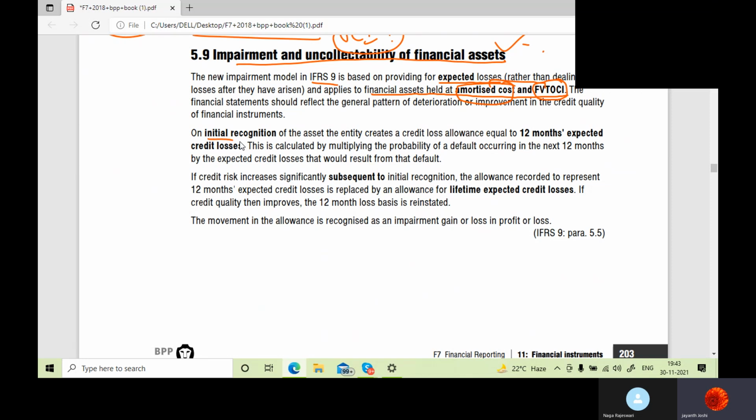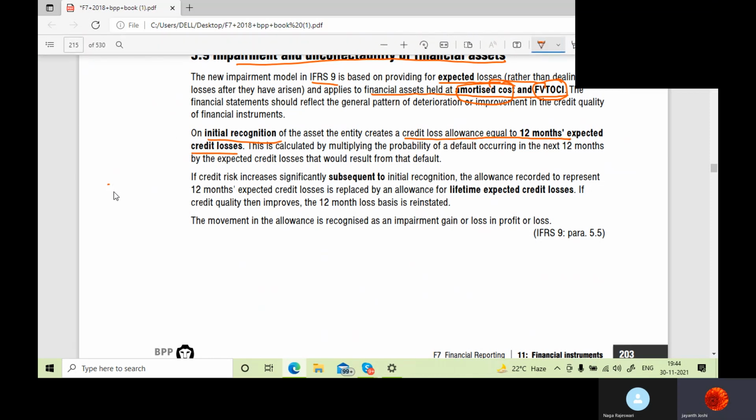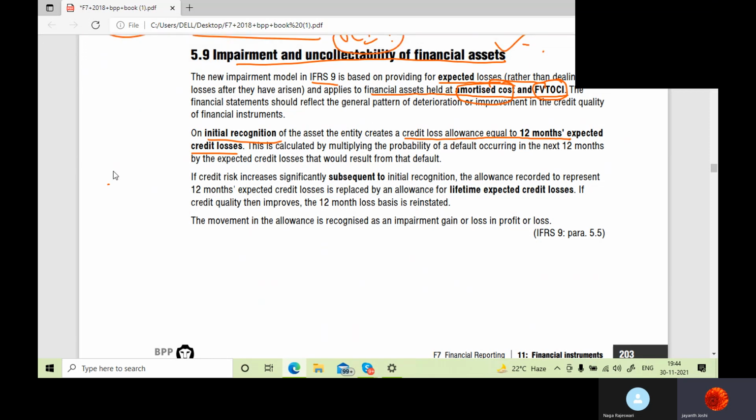So on initial recognition of an asset, the entity creates a credit loss allowance equal to 12 months expected credit losses. That means because of the credit loss, if the security value can go down, like an impairment allowance account would be there, na? Like that, a credit loss allowance account they are creating. This is calculated, just a second.